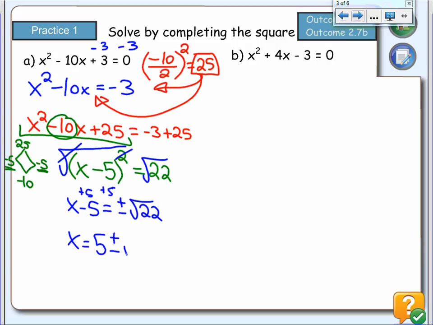So there's actually 2 answers here. Answer 1 would be 5 plus root 22. Answer 2 would be 5 minus root 22. Now I suggest that you pause the video and try question B on your own and see if you can follow those steps.